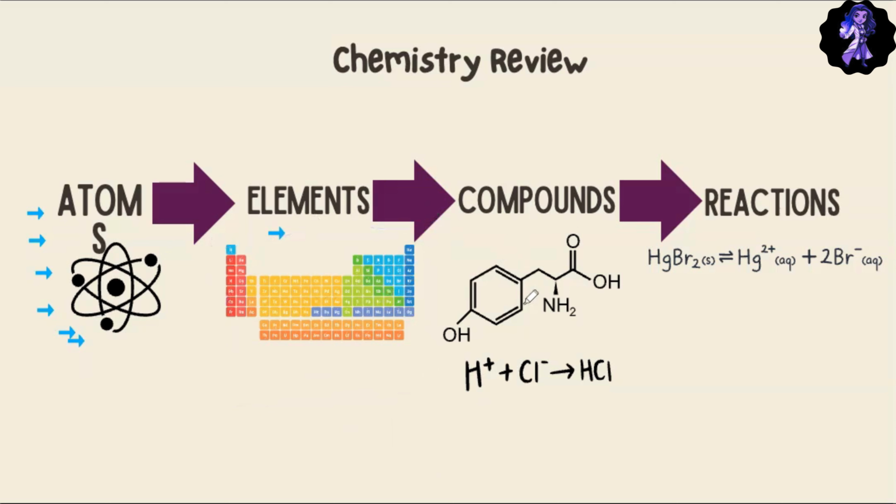And if you have two or more elements, they can make up a compound. So for example, if you have hydrogen and chlorine, then they can make what's called hydrochloric acid, and it has hydrogen and chlorine in it. A more complicated compound is something like this, which has some oxygen. The little symbol here, just as a note, is carbon.